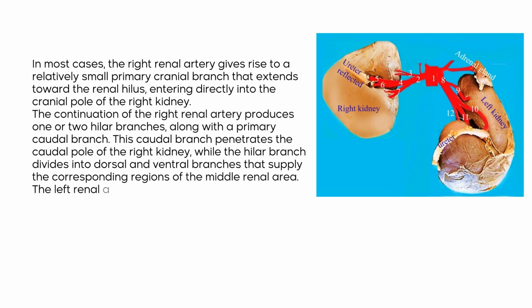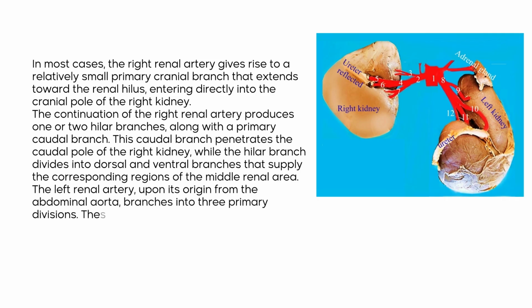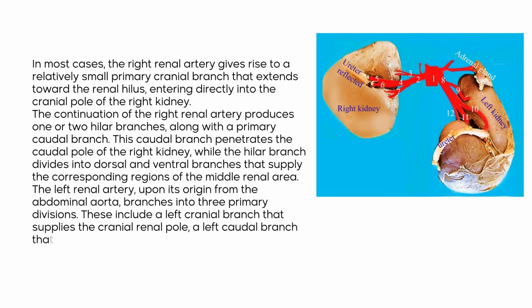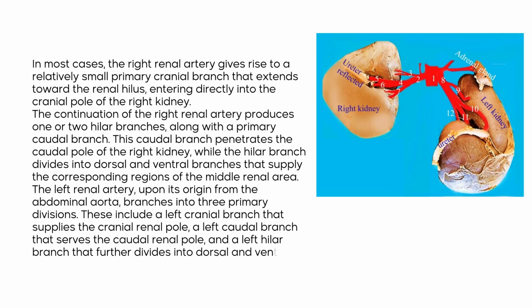The left renal artery, upon its origin from the abdominal aorta, branches into three primary divisions. These include a left cranial branch that supplies the cranial renal pole, a left caudal branch that serves the caudal renal pole, and a left hilar branch that further divides into dorsal and ventral branches directed toward the renal sinus, supplying the middle renal region.